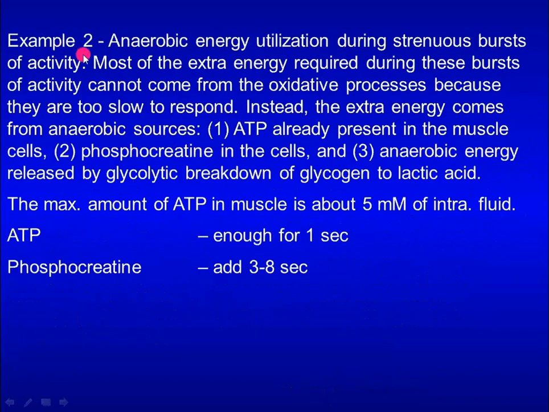Second example, during strenuous bursts of activity, such as a 100-meter dash, most of the actual energy required comes from three anaerobic sources. First, ATP already present in the muscle cells. Second, phosphocreatine. Third, energy from anaerobic glycolysis. The maximum amount of ATP in the muscle is about 5 millimolar. ATP can supply energy for about 1 second.